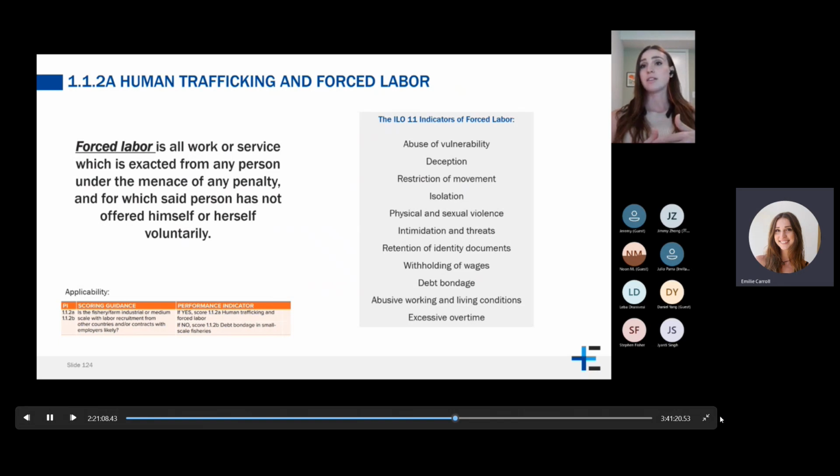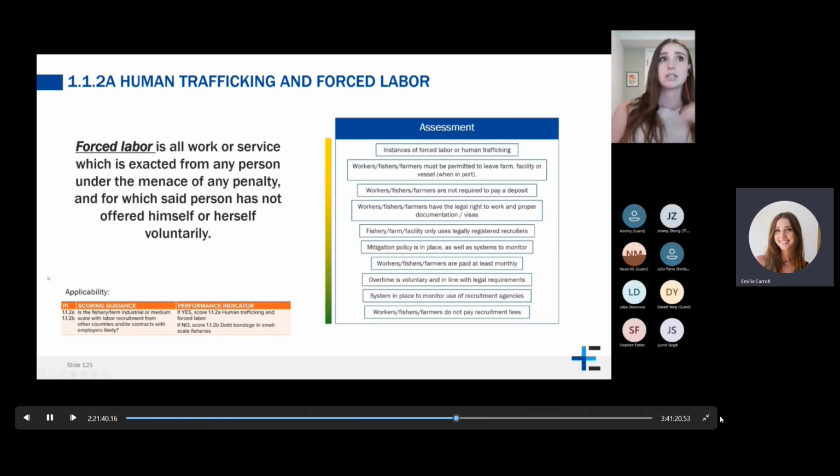And then looking at things like the harassment and abuse that we just talked about, debt bondage, withholding of wages. There are a lot of different indicators that aren't just directly this person is working in a job that they don't want to be in. So just be cognizant of that as an assessor. When you see some of those other indicators, possibly in your interviews on other topic areas, you might want to focus a little more and see if there's a risk of human trafficking and forced labor.